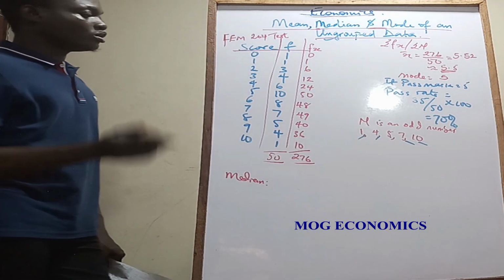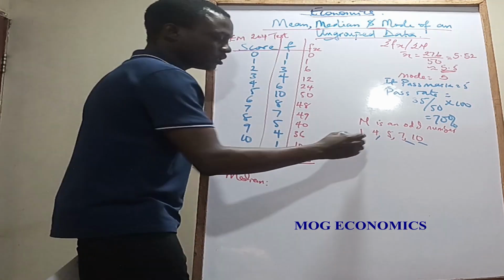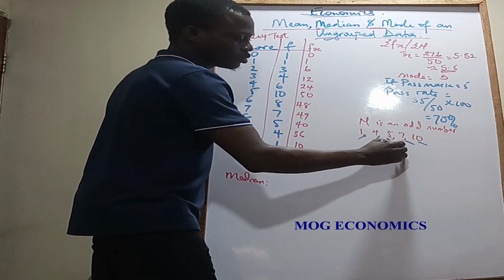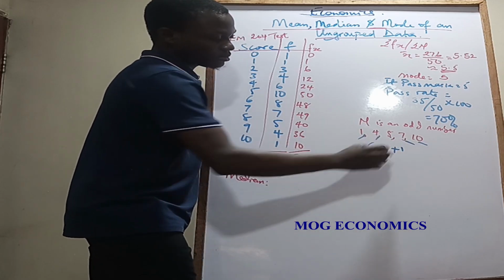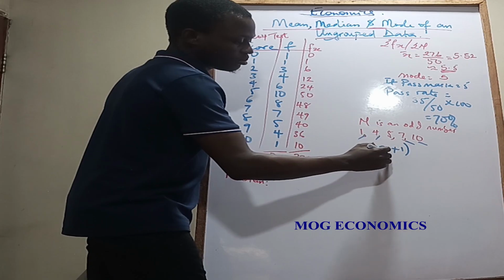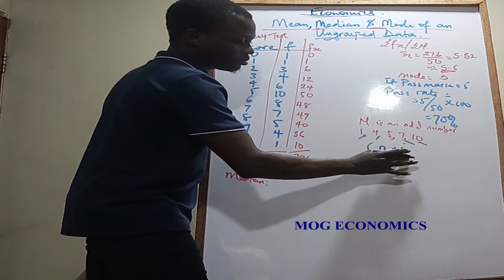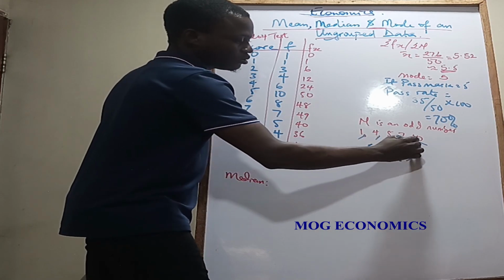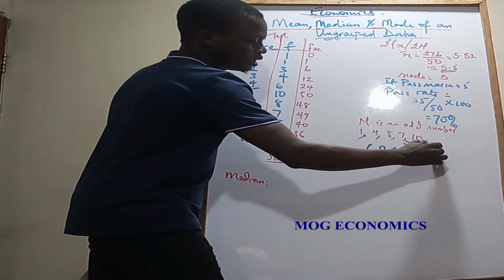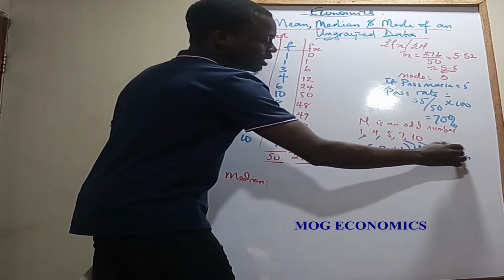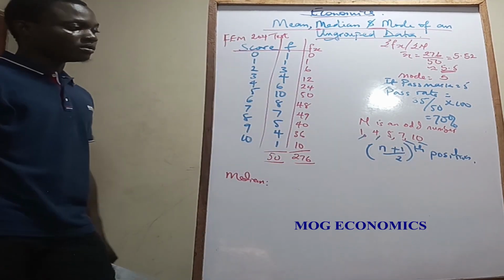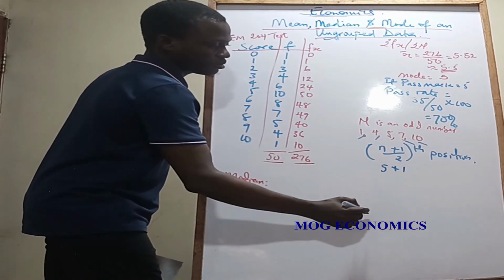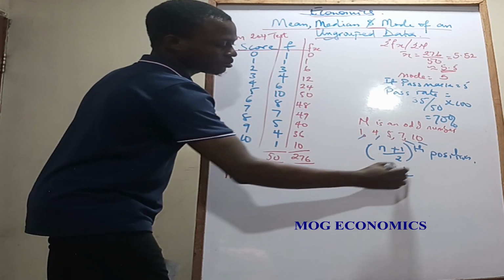The third number. So the formula that you're going to use is n, the total number, plus 1, over 2, the position. So this is not telling you the median exactly, it's just telling you the location of the median. So what is n? N in this case is 5, plus 1, divided by 2, position.